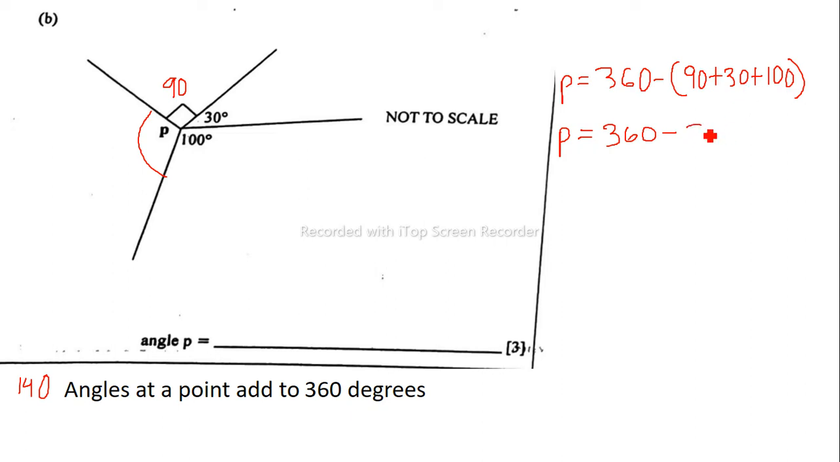So 360 minus 220. And what is 360 minus 220? 140. Pardon? 140. So that's our answer right there, 140. So P is going to be equal to 140 degrees.